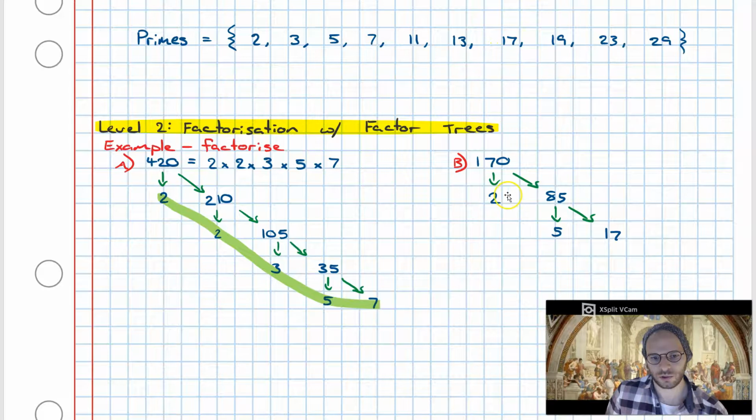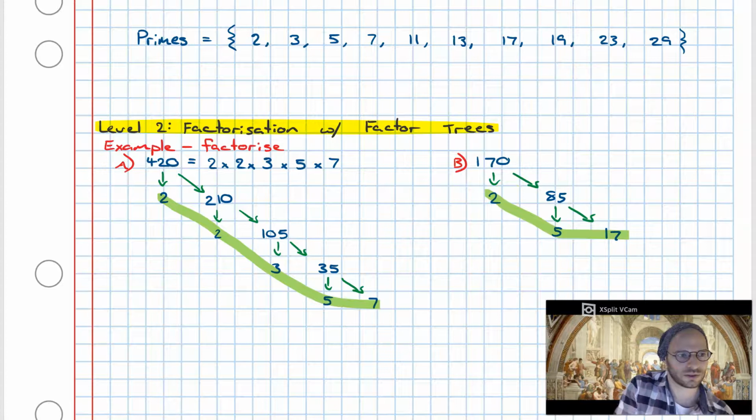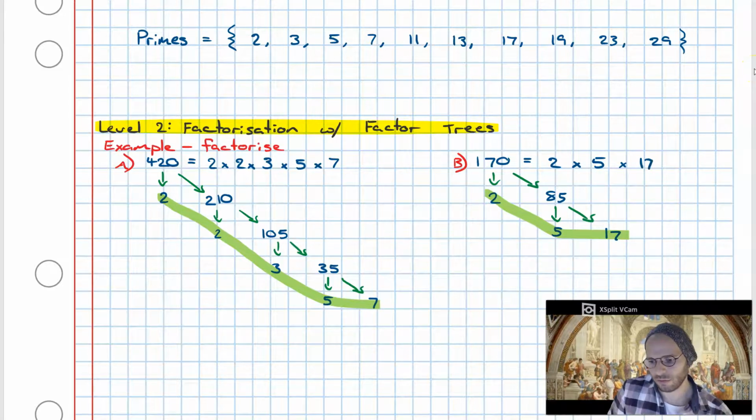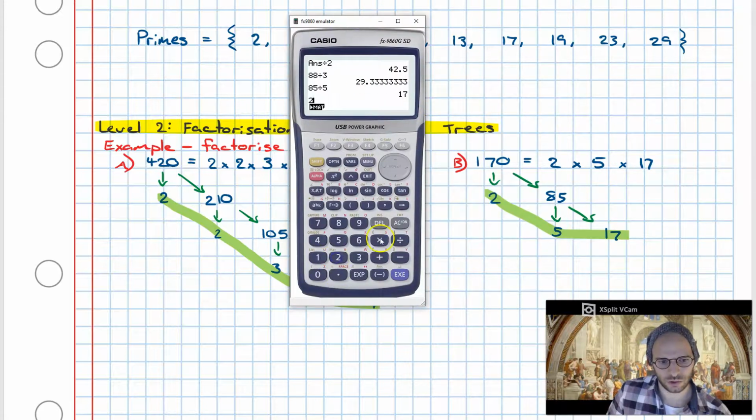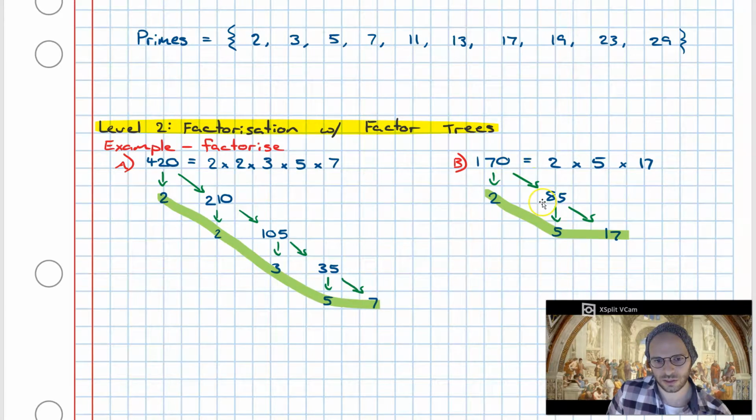So what we've been able to deduce here is that the prime factors of 170 are 2 times 5 times 17. Verifying that this is correct, all I need to do is go 2 times 5 times 17, and lo and behold, the answer is 170. So in summary, what we set out to do in this video was learn how to perform factorization using our prime number list and using diagrams called factor trees.